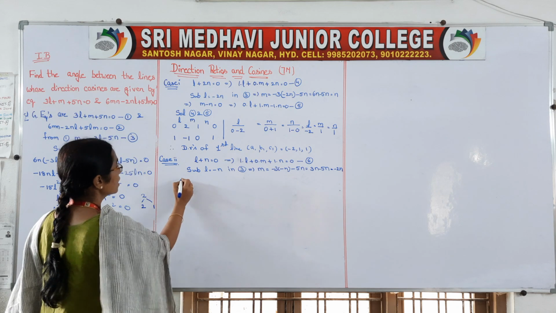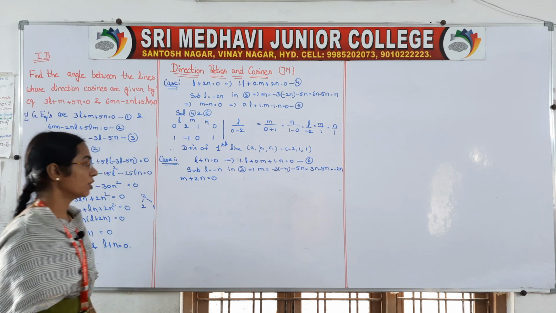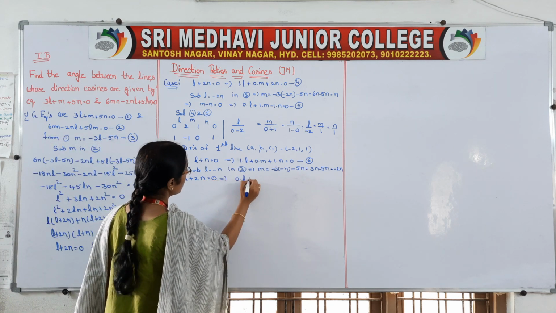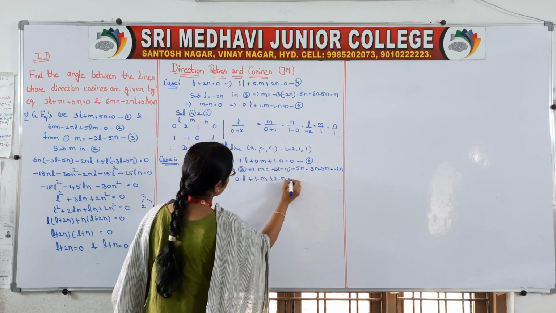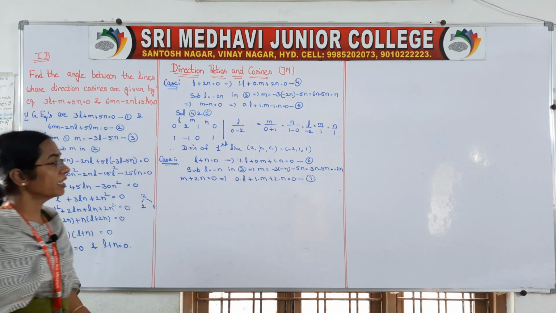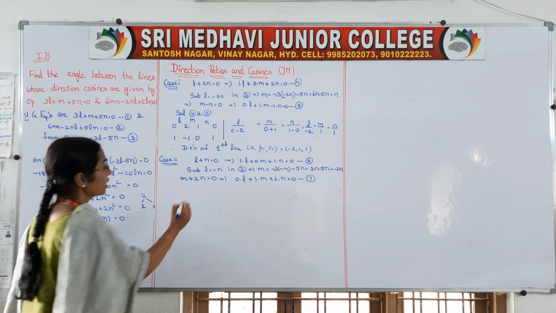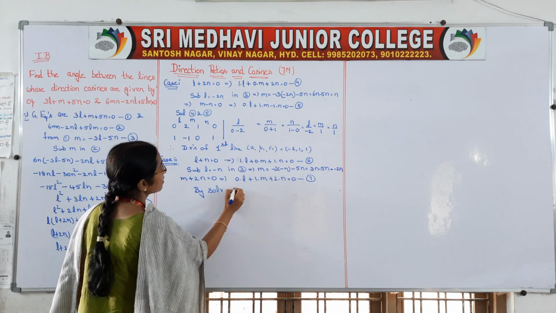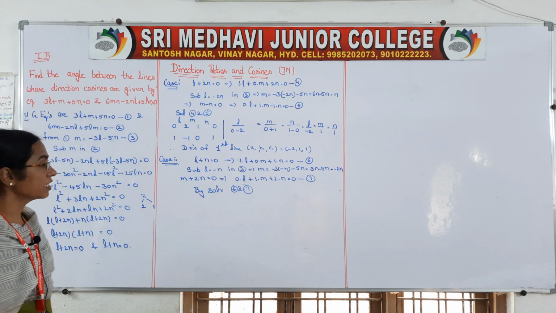So what is that equation? M plus 2n is equal to 0. Same thing, write it in LMN form: 0 into L plus 1 into M plus 2 into n is equal to 0. You consider this as your seventh equation. Now by solving the 6th and 7th, we'll get another set of direction ratios.